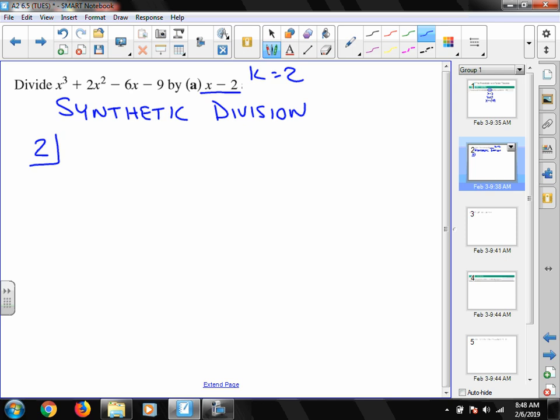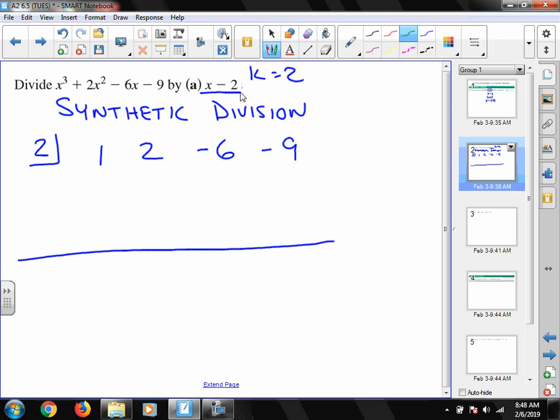I have x cubed, x squared, x, and our constant term. So I don't need to worry about plugging any zeros. If I were missing one of those, I would have to plug in a 0, just like I do with synthetic substitution. So I'm going to go 1, 2, negative 6, negative 9. And I draw my line down below.